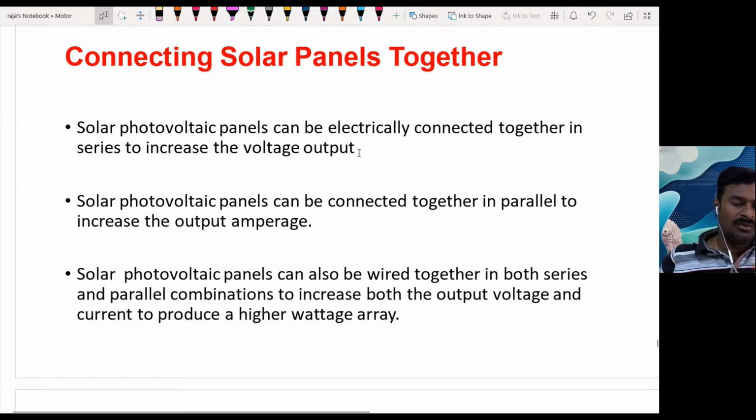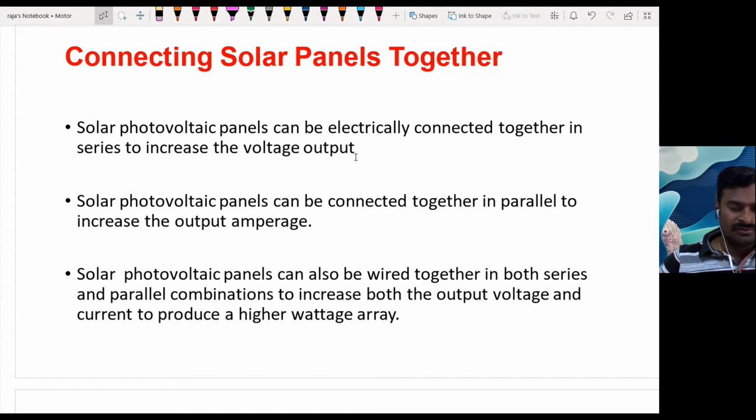Otherwise, we should have solar panels with a high open circuit voltage. When we have a 350 watt or 400 watt panel, we will see almost 36 volt or 48 volt output. In that case, even a single panel can meet the battery bank voltage, like 24 volts or whatever it is. Basically, if you have a 12 volt battery bank, there is no issue with it.